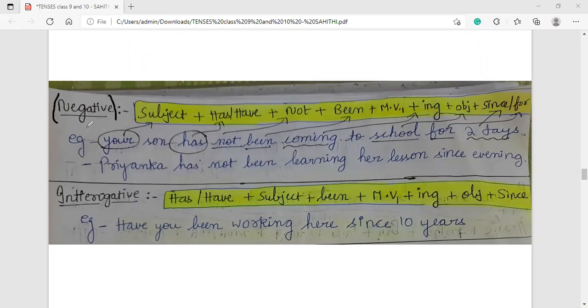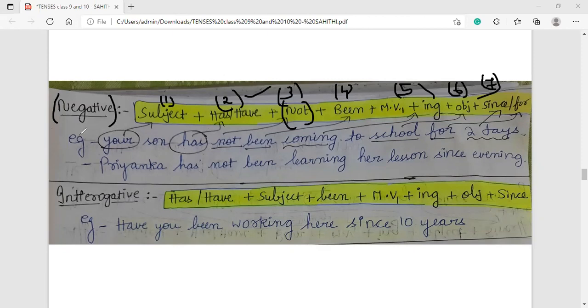Now negative. What will happen in negative? The subject comes first, then the helping verb of perfect, then not. After the perfect helping verb comes, first not, the negative, will come. What does been become? Been is the helping verb of continuous tense. First form of verb plus ing, because it is the verb form of continuous tense, the object is the sixth one, and the seventh one is the time.